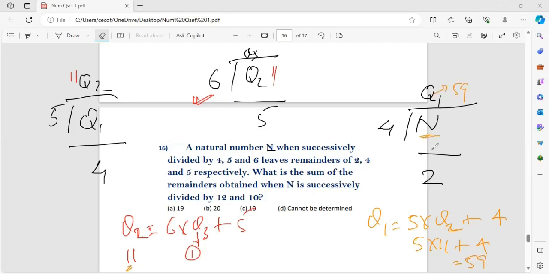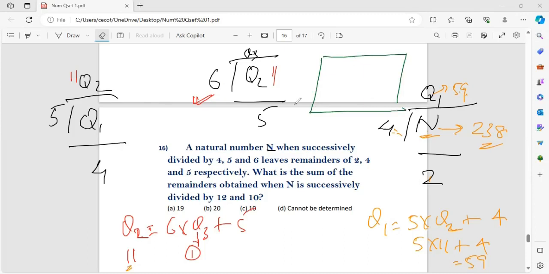Now, we can find the number easily. 59 into 4. Number is nothing but quotient into divisor plus remainder. 59 into 4 is 236 plus 2, 238. So, number is 238. If it is clear up to this much, then it will be very easy to solve. Okay, so 238 is our number. Now we will solve it over here.